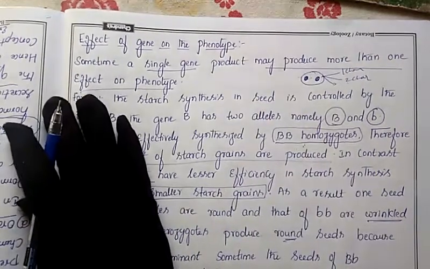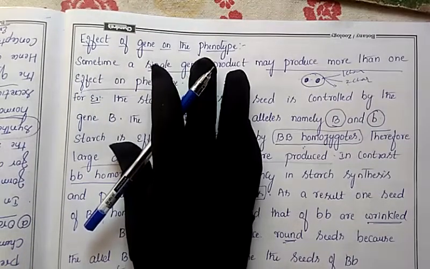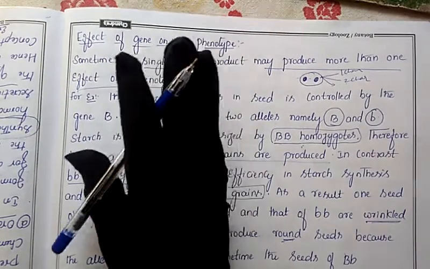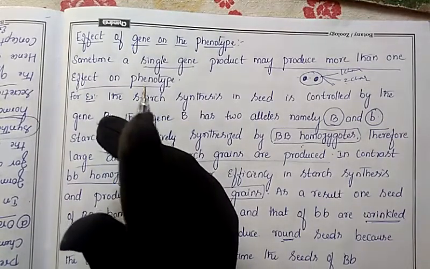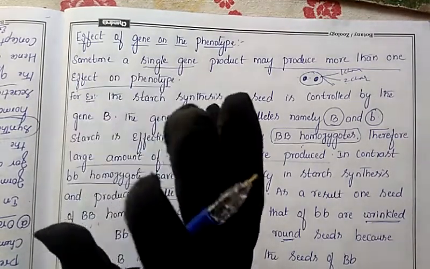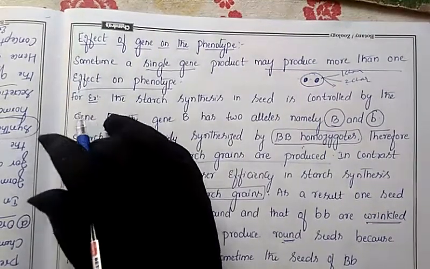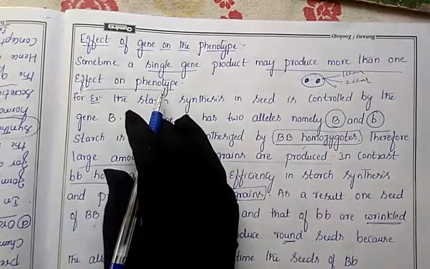Today, the next topic we will discuss is the effect of a gene on the phenotype. What is the effect of a gene on the phenotype? You know very well that for every phenotypic character, one gene is represented in our body which performs that work. Let us discuss how this gene affects the phenotype. Sometimes a single gene product may produce more than one effect on the phenotype.